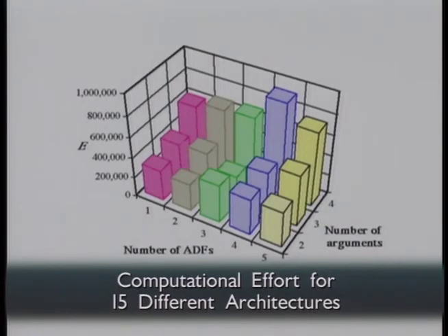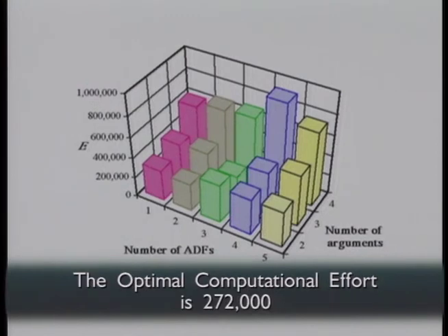We made a series of runs of the even 5 parity problem using each of 15 different architectures, with between 1 and 5 automatically defined functions, each taking between 2 and 4 arguments. The first important thing that we found is that the problem is solvable for all 15 architectures. The required computational effort varied between a low of 272,000 to a high of 912,000 fitness evaluations. The optimal number of 272,000 is attained for both 2 2-argument automatically defined functions and 3 3-argument automatically defined functions.